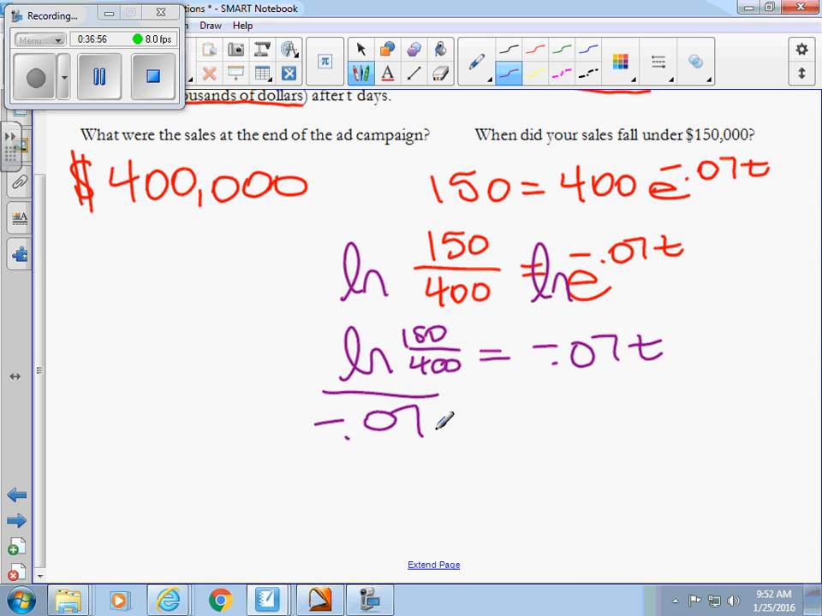Type that in the calculator. We get, say that again. Awesome.